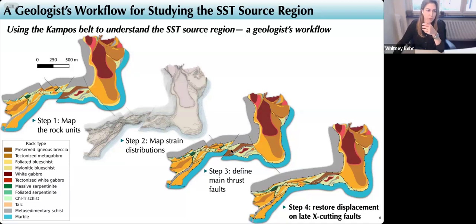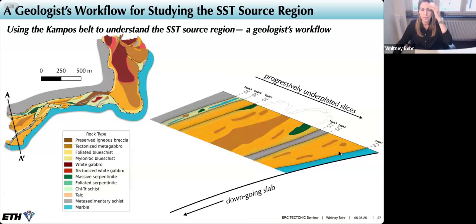And then lastly, we just restored displacement on the late cross-cutting faults that post-dated the main subduction so that we can get a coherent representation of the original subduction interface configuration. So this gives us a snapshot of the subduction interface at near peak conditions, the conditions that we think correspond to the slow slip source.